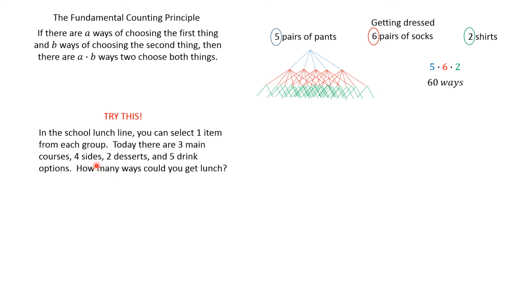You could get a salad, you could get fries, you could get beans, or you could get coleslaw, 2 desserts, ice cream or pie, and 5 drinks. You could get chocolate milk, regular milk, water, orange juice, or apple juice. How many ways could you choose to get your lunch?